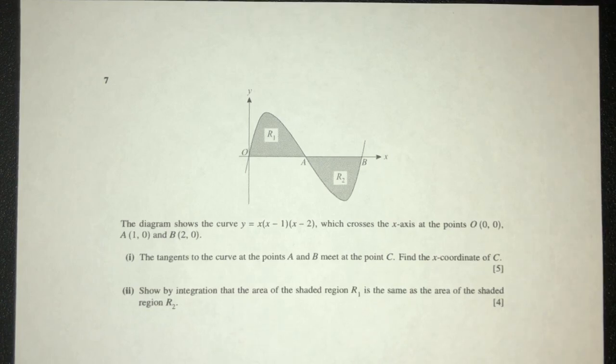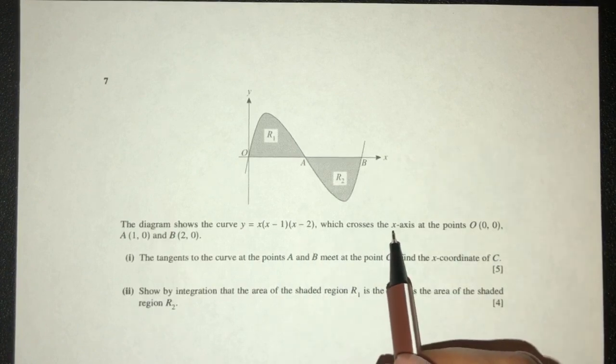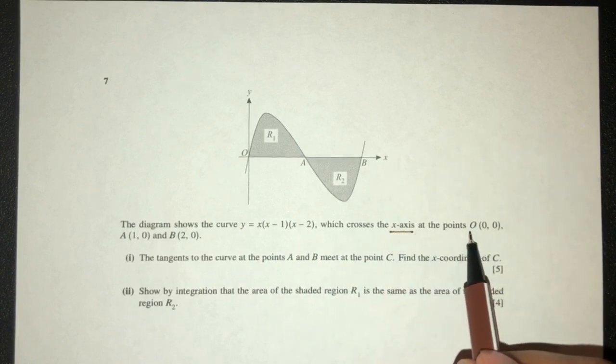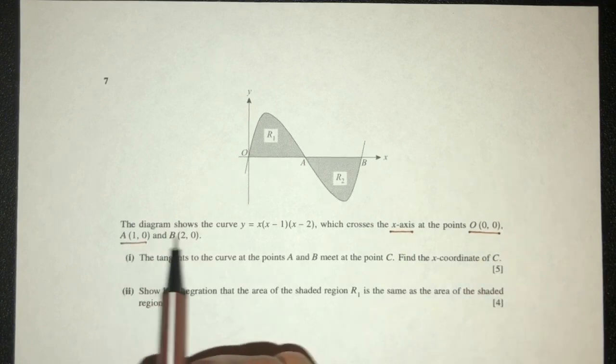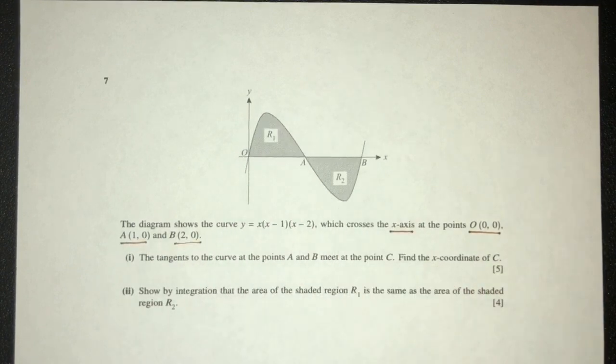Now let's move on to question number 7. The diagram shows the curve y equal to this, which crosses the x-axis at the point O, the point A, and the point B, as shown in this diagram.